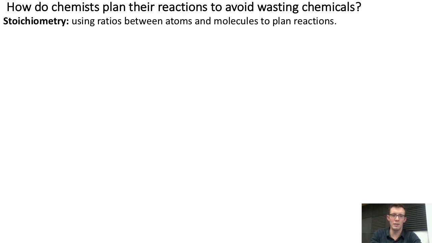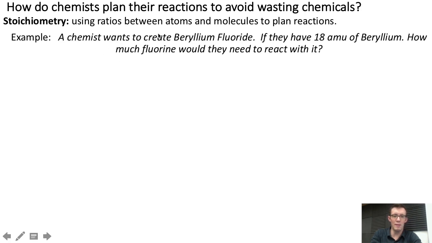So if a chemist wants to plan out a reaction, they'll have to rely on ratios between atoms and molecules in a process called stoichiometry. For example, if a chemist wanted to create beryllium fluoride and they had 18 atomic mass units of beryllium, they'd need to know how much fluorine to measure out in order to react with the beryllium. And this is a pretty common problem that chemists face.